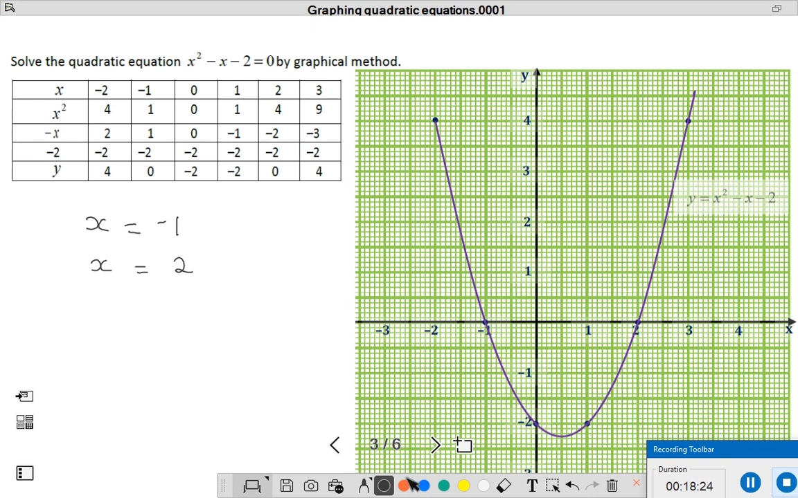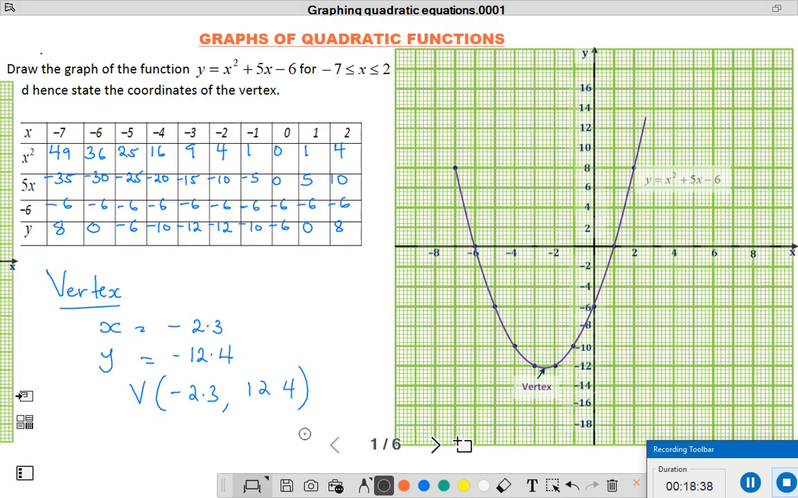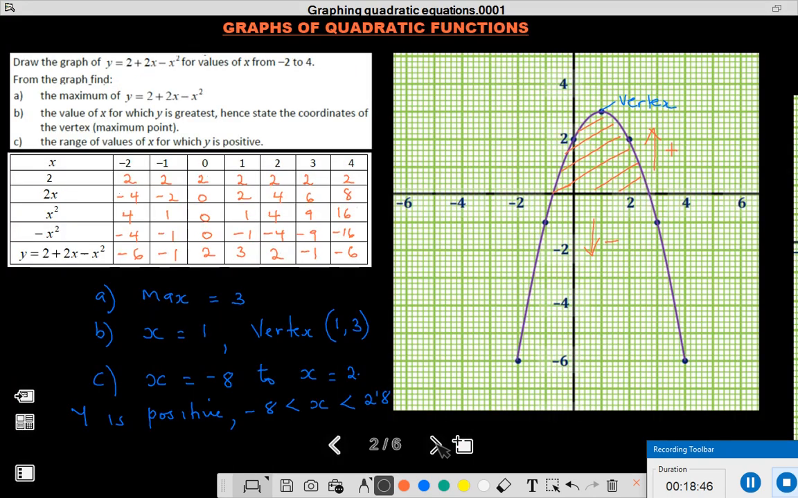As you have seen, let us go back. Now here, the solutions are here. If you want to find the solution for this quadratic function, you read this value and this value. From the first one, you read this one here and this one here. So the solution is -6 and 2. Hope it is clear.